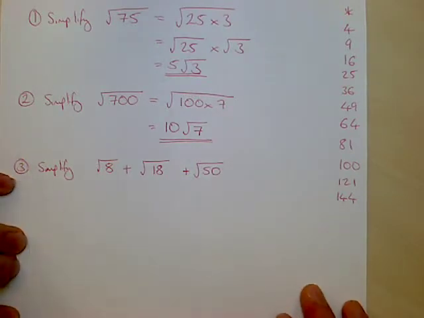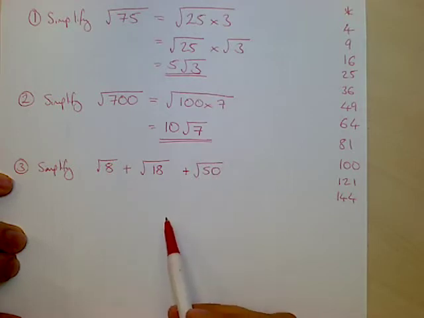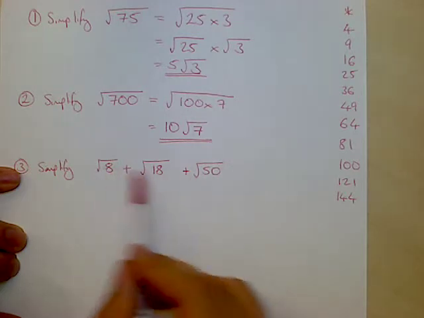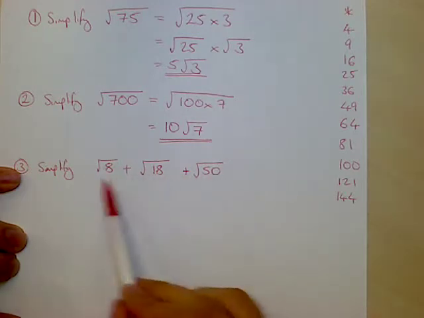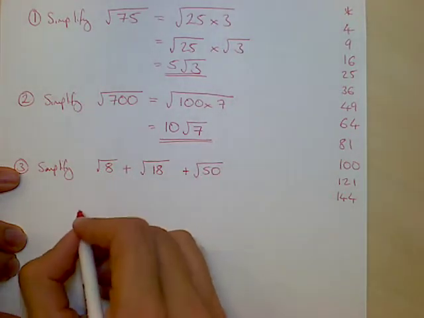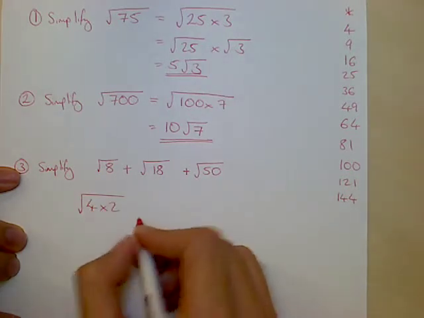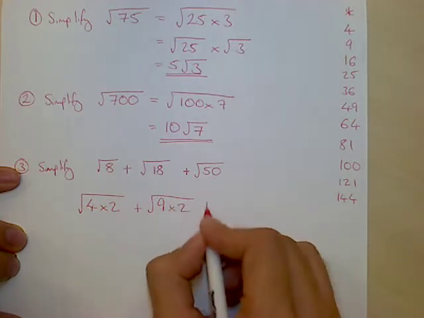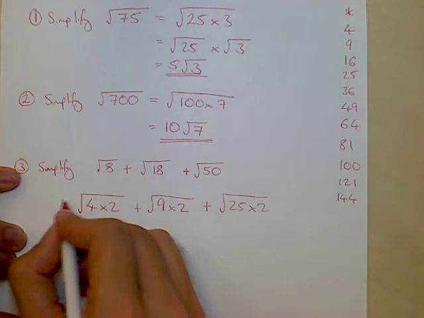Some questions might expect us to do this several times in order to be able to simplify an expression, to be able to add or subtract like terms. So let's try and figure out how to add these terms together. At the moment we can't. Root 8, root 18, root 50, there's no way they could be combined in any way. But if I try and simplify each one, I can see that root 8 is the same as root 4 times 2. Root 18 is root 9 times 2. And root 50 is root 25 times 2.